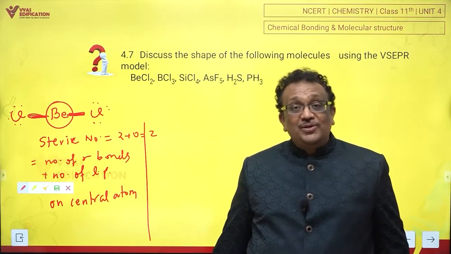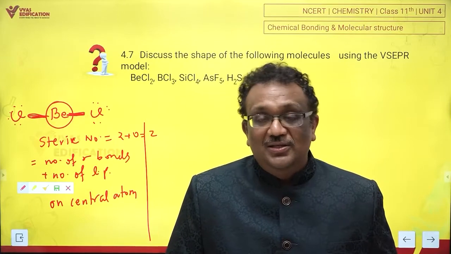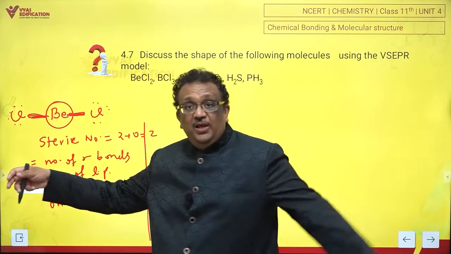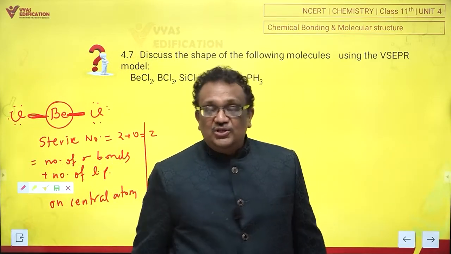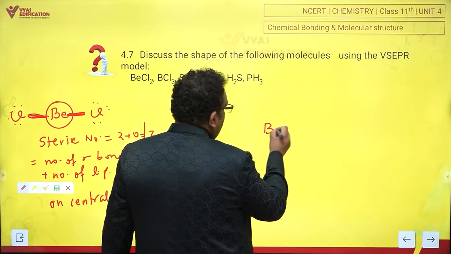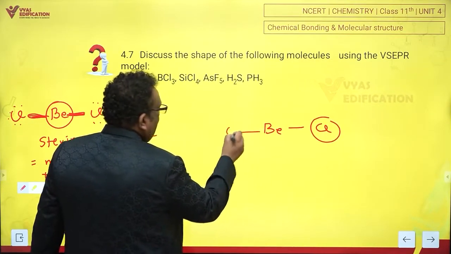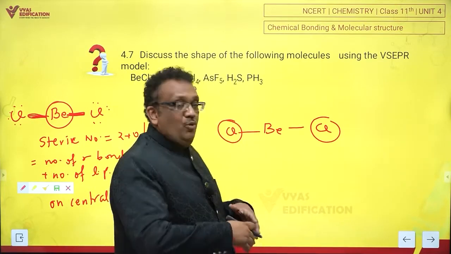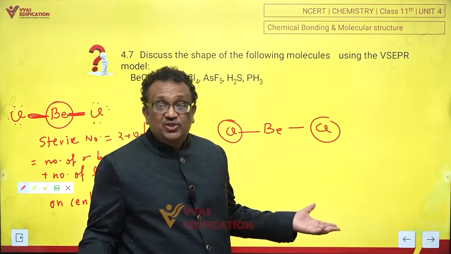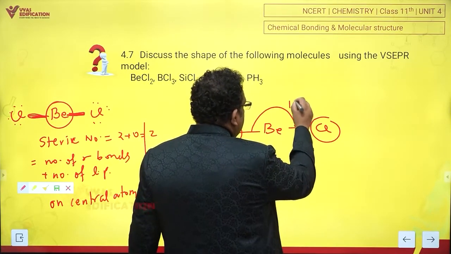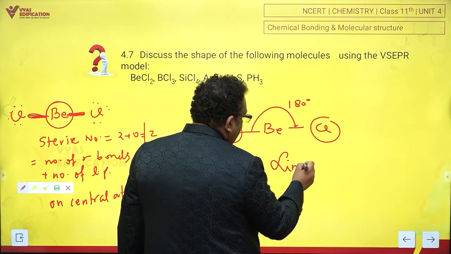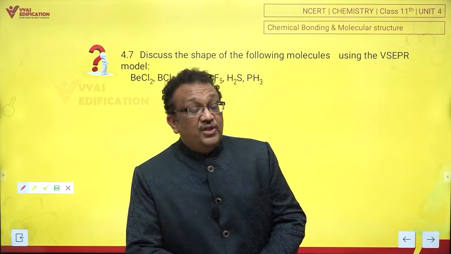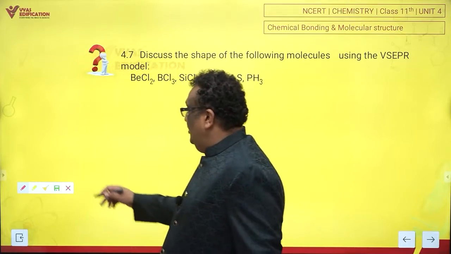And when the steric number is 2, that means we just need 2 orbitals on beryllium. And how would those orbitals be? They must be opposite to each other. You have Be, and if the Cl atoms repel each other, as per VSEPR theory, they want to go as far apart from each other as possible. And the most apart they can go is just opposite. If they are just opposite, this bond angle is 180 degrees. And the structure is linear. Yes, very much linear.